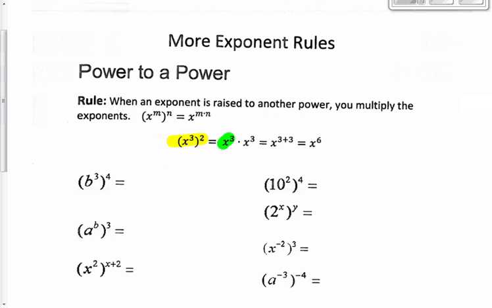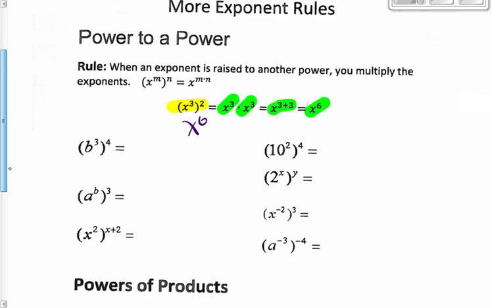So if I do x to the third times x to the third, now I'm just going to follow the rules that we normally would follow. We keep x, and then we add the exponents, 3 plus 3, which adds to x to the 6. A shortcut to this is to just multiply our two exponents together. So x, and 3 times 2 is 6. So let's see this in application.